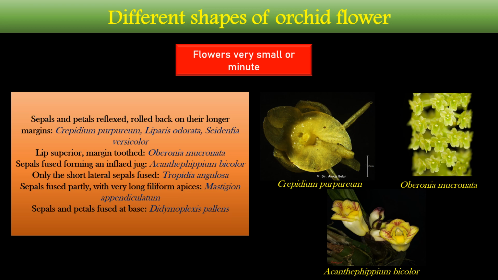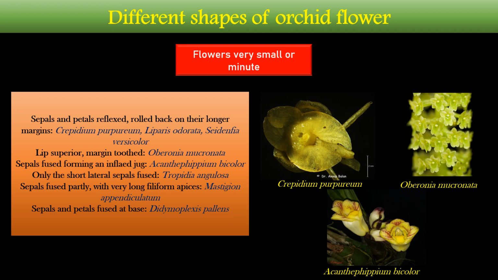Then comes the lip superior, margin is toothed. So as you can see in this picture, the lip part is a superior one. Then the margin, as you can see, has a tooth-like shape. Then for that the example will be Oberonia macaronata.